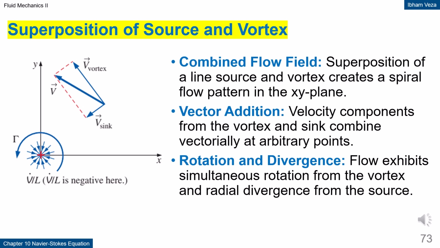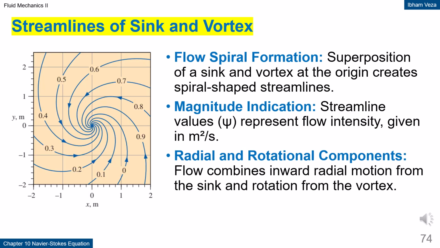The flow has a radial component due to the source and a tangential component due to the vortex. At each point, the total velocity is obtained by vectorially adding these two effects. This pattern is often used to model rotating flows that also spread outward. Visually, it shows how rotation and radial motion can occur simultaneously.